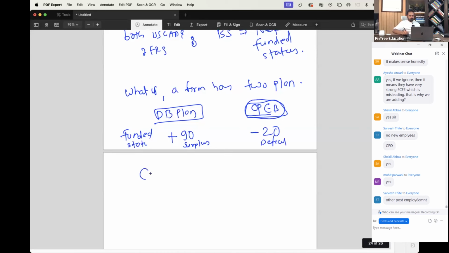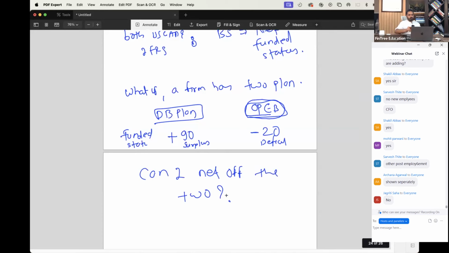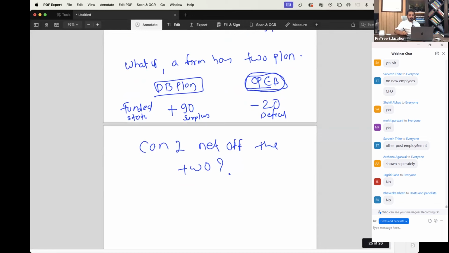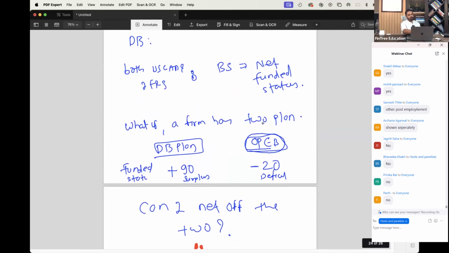The question is, can I net off the two when I report on the balance sheet? And the answer is, and I'm glad some of you know it, no. If I have two separate pension plans, one of them has an asset and one of them has a liability, I cannot net off the two. I have to report them separately. Therefore, the curriculum goes on to say that there have been instances of companies where they've simultaneously reported an asset and simultaneously reported a liability.